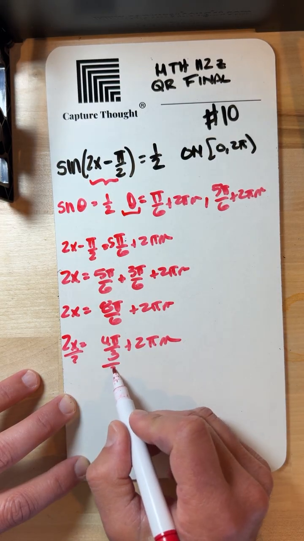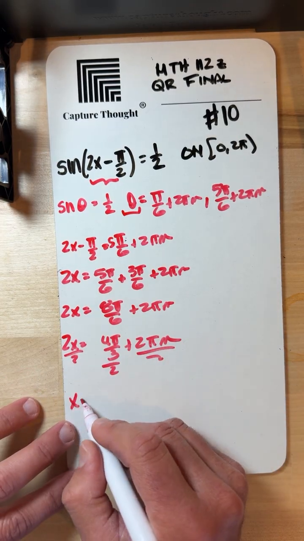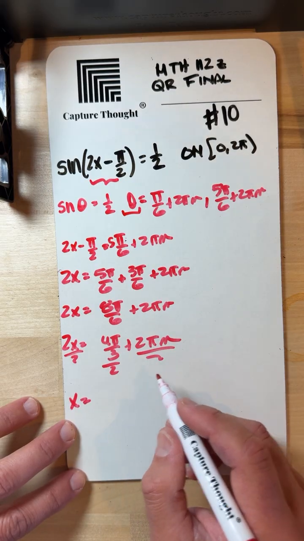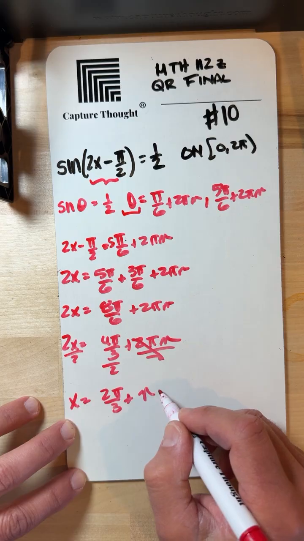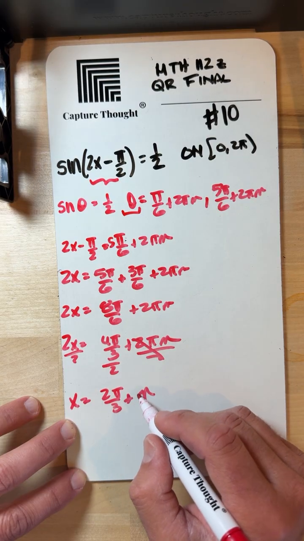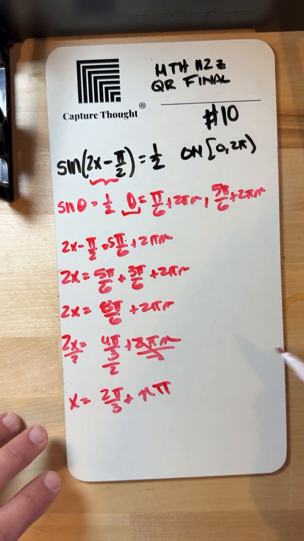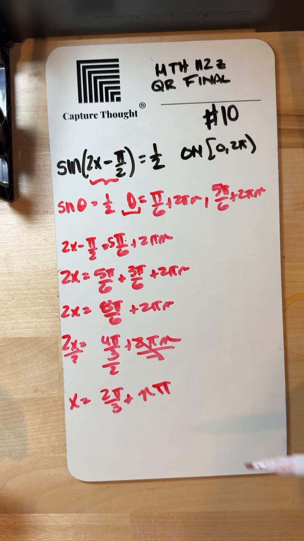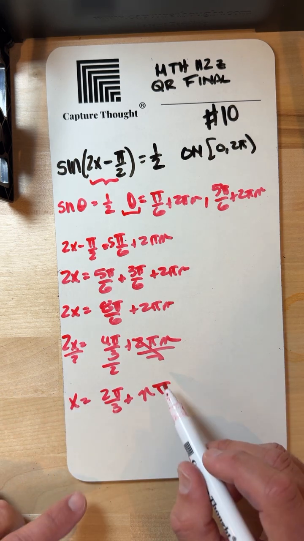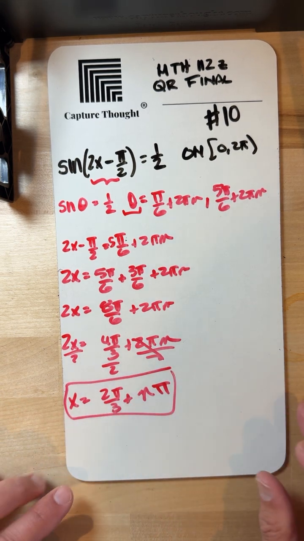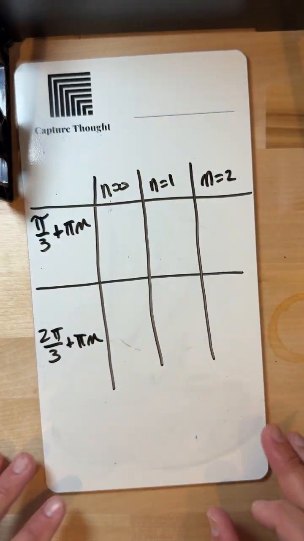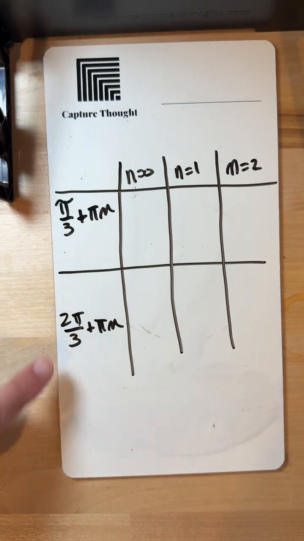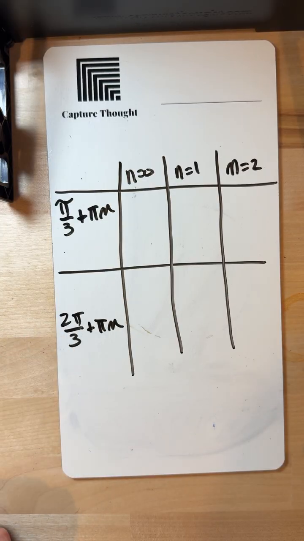And then divide everything by 2. Okay, so x is going to be, when it's all said and done, 2 pi over 3 plus pi n. There it is, pi n. There's my pi. Okay, so I want half of 4 pi over 3. That's 2 pi over 3. Okay, so we're going to take that, write that down for just a second, and then show you what we do with it. So these are our two spots right here, right? We have pi over 3 plus pi n, and 2 pi over 3 plus pi n.